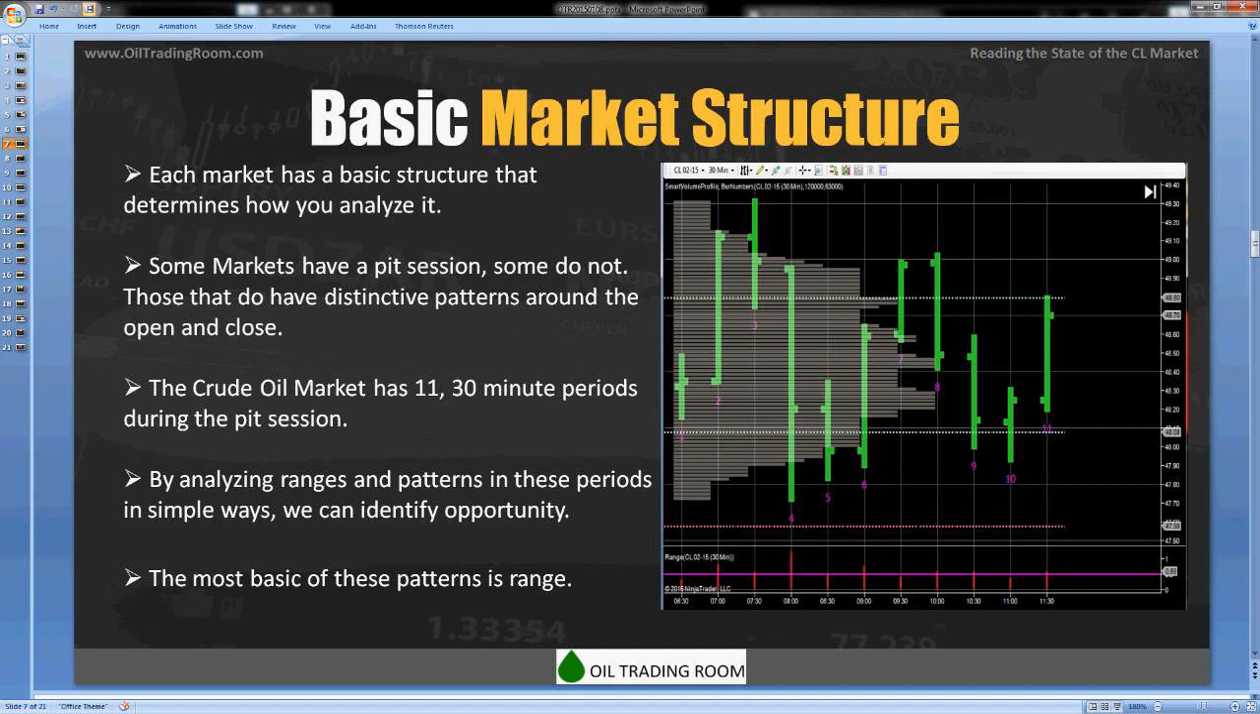So there are 11 30-minute periods during the pit session. By analyzing these ranges and the patterns associated with them, we can identify opportunity. The most basic of these patterns is just the range.